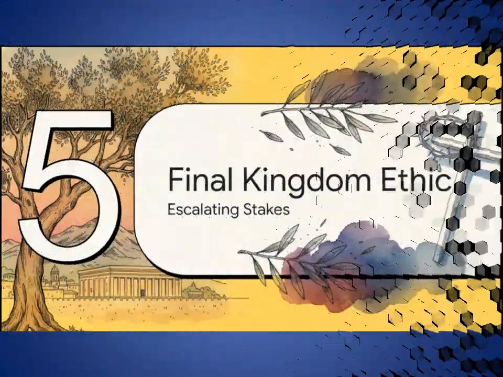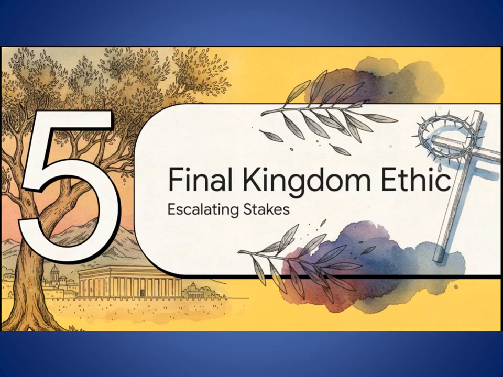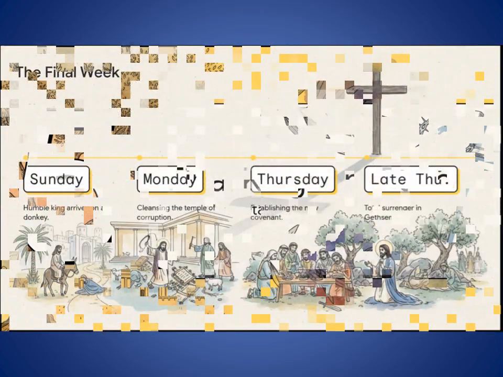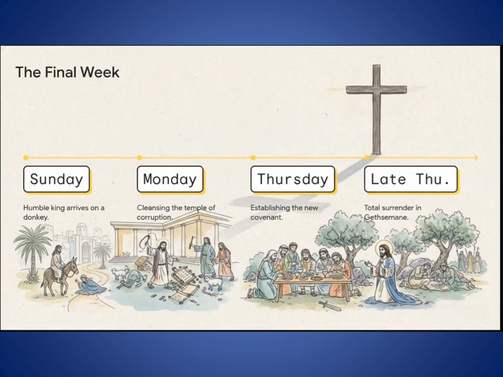This brings us to section 5, the final kingdom ethic, escalating stakes. We've reached the fifth and final pillar, the Olivet Discourse. And this leads right into the agonizing final week of Jesus' life, where the stakes, well, they escalate dramatically. As we trace this timeline toward the cross, we see Jesus actively, literally living out his own teachings. Think about the progression. On Sunday, he enters Jerusalem as a humble king riding on a donkey. On Monday, he's cleansing the temple, actively driving out corruption. Then, by Thursday, he's establishing an entirely new covenant at the Last Supper.